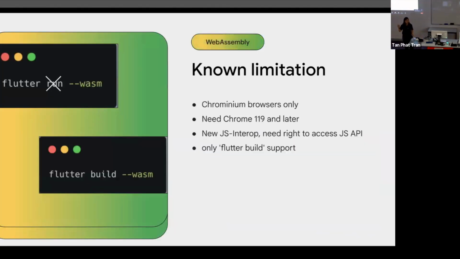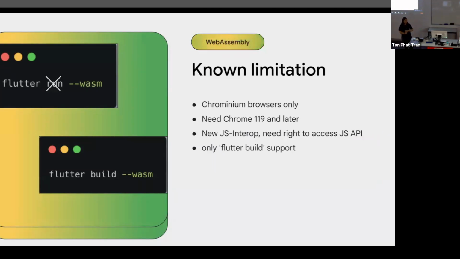Here is the list of the current known limitations. The first limitation is that WebAssembly can only be run on Chromium browsers. The first app I think of is Chrome; for others, please Google. It also needs Chrome 119 and later. And I had no idea that Chrome actually has versions until I learned about this WebAssembly.